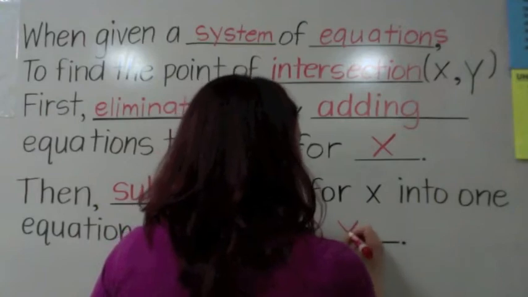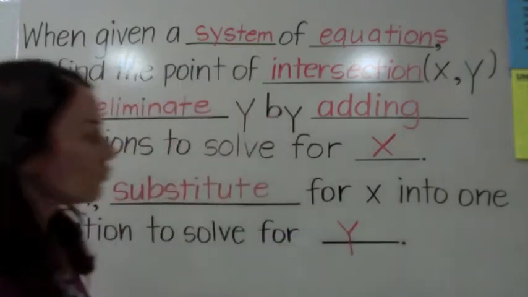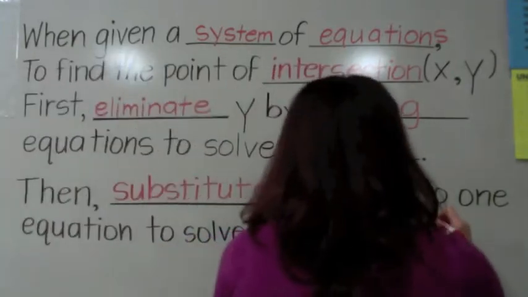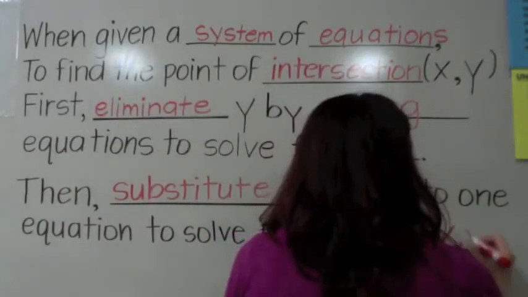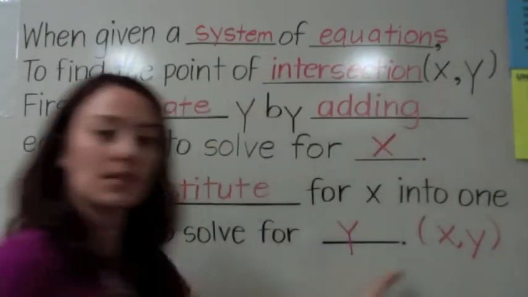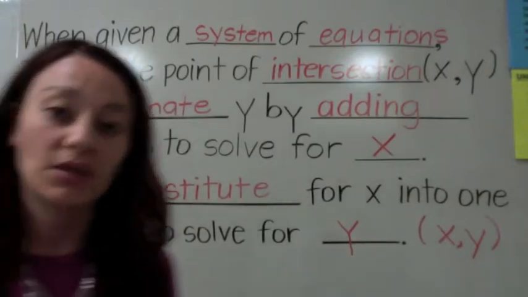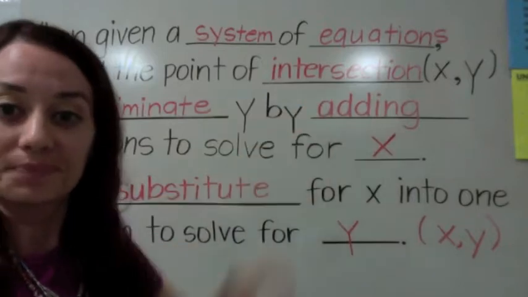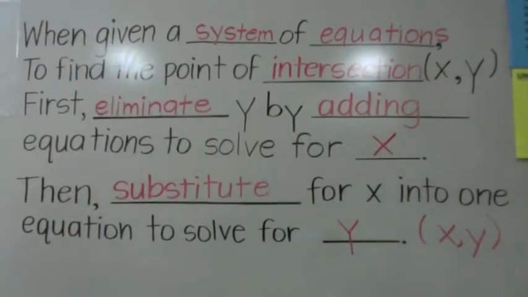Exactly. Now, the final step, of course, is to put x and y together because that would be the solution to the system. Once you put x and y together, that would be their point of intersection. Go ahead and get that down.